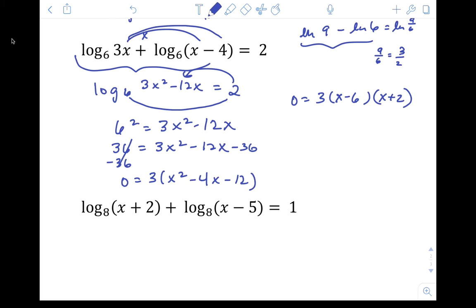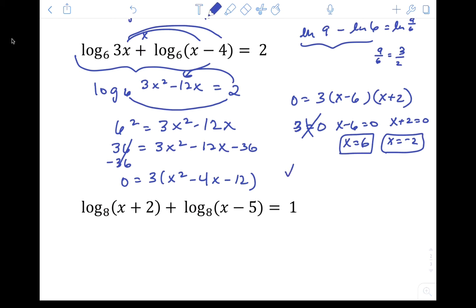Set everything equal to 0. When I set 3 equal to 0, there's no x, there's no answer. So remember what this really is mathematically, that would be a vertical stretch by 3. The next one, set x minus 6 equal to 0. That would be if it were quadratic. I might be talking out of turn, so I apologize. x plus 2 equals 0, so x equals negative 2. And now we check for extraneous to see if one works and one doesn't.